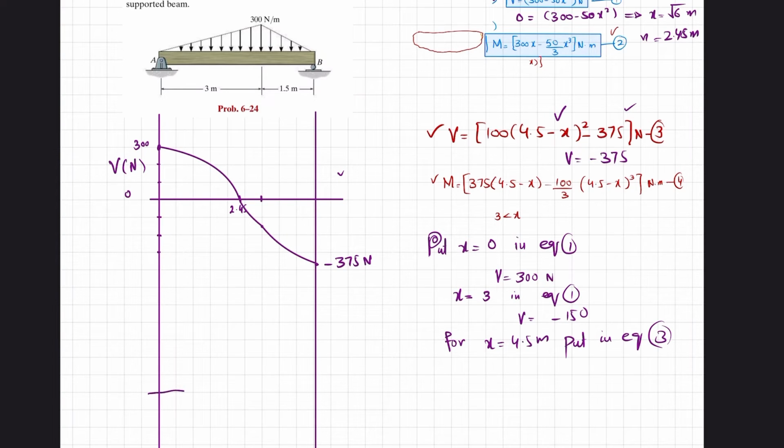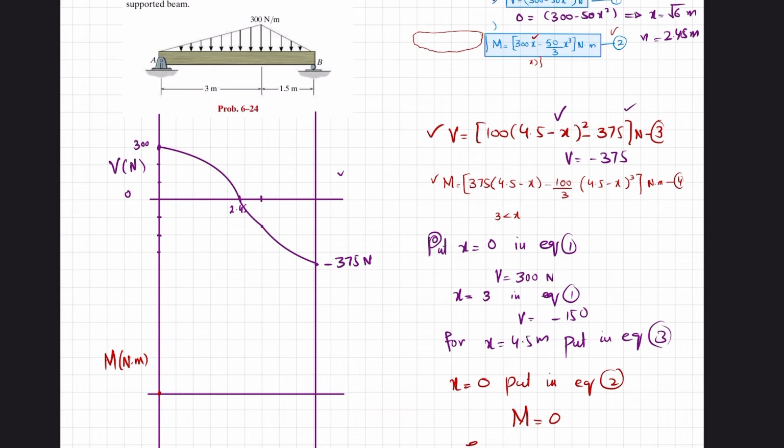Now we will draw the bending moment diagram. So again I will choose the red color. Now for x is equal to 0, put it in equation 2. So when you put it in equation number 2, definitely you can see for x is equal to 0, the moment will be equal to 0. So this will be 0, and the moment will be in Newton into meter.